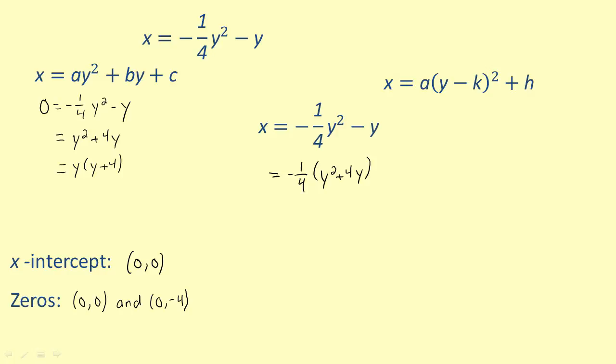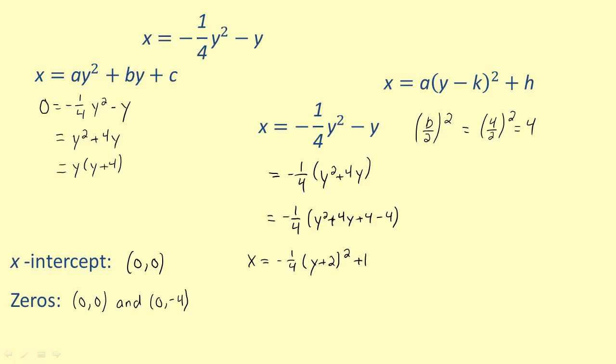Then find the value needed to complete the square. Remember, we need to add and subtract b over 2 quantity squared, which is 4 over 2 quantity squared, or 4. Add and subtract 4 inside the parentheses. Move the 4 being subtracted outside the parentheses, remembering to multiply by negative 1/4, and factor the trinomial. We now have the equation in standard form, x equals negative 1/4 times the quantity y plus 2 squared plus 1. From this, we can see that the vertex is 1, negative 2.